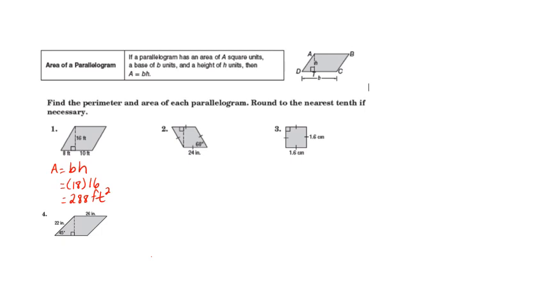All right, let's look at number 2. The base is 24, but they didn't label the height. We're given that this angle is 60 degrees. So in a parallelogram, the opposite angle is also going to be 60 degrees. So we have a right triangle here. We know that this is 60 degrees. We know that this is 24 because they marked all the sides congruent. And we want to find the height.